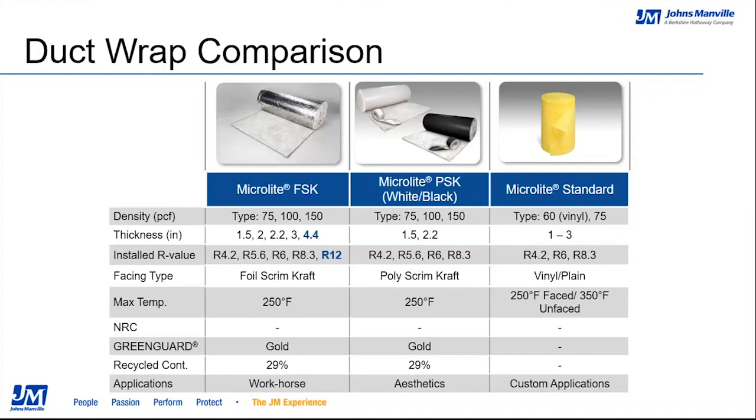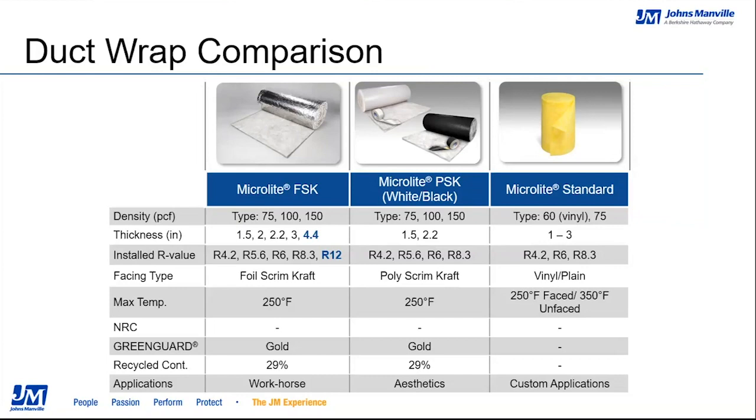The facing type, at least with the Microlite FSK or foil scrimcraft, is a layer of foil that is laminated or glued together with a scrim reinforced yarn and a piece of craft paper. That comes in a giant roll. It goes into our manufacturing process, and then it's adhered to the fiberglass substrate, and then it is rolled up into the roll that you see there in the photo.